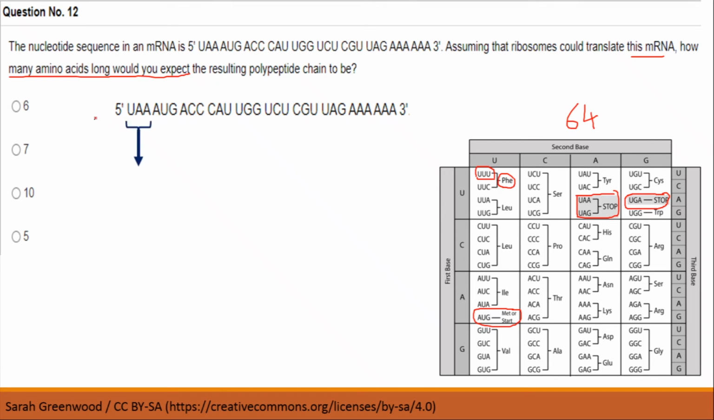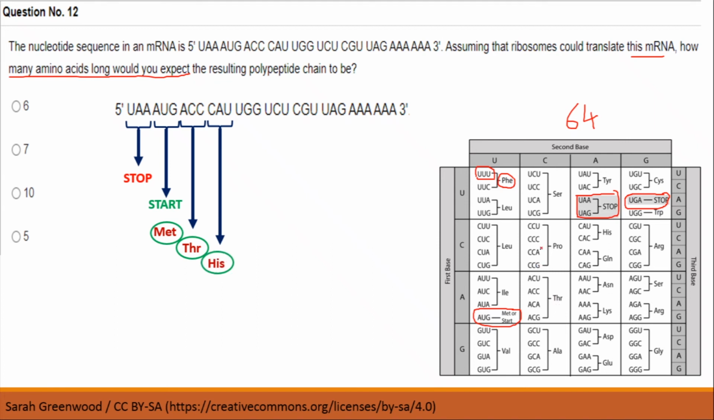We know UAA is a stop codon, hence no amino acids will be coded. Second one, AUG is a start codon and it codes for methionine. Third, ACC codes for threonine. CAU codes for your histidine. Then you have UGG which codes for tryptophan.